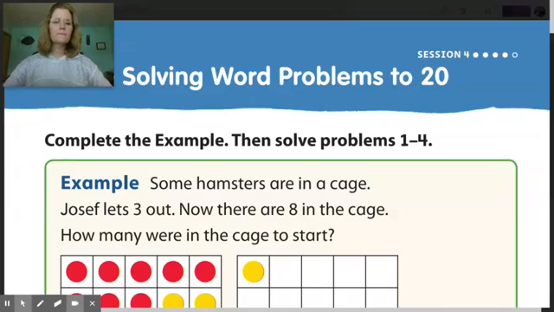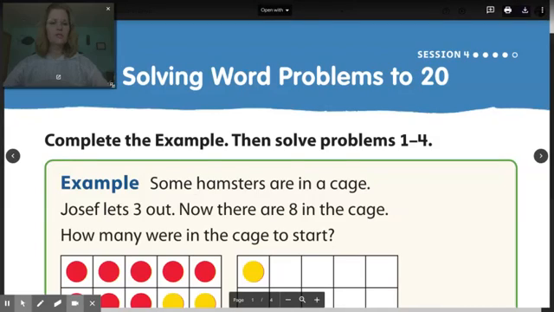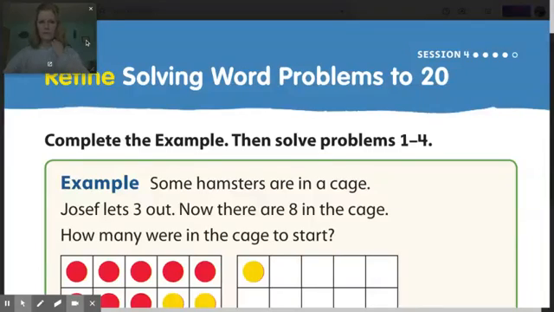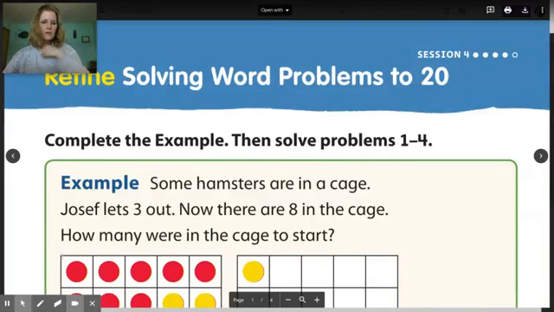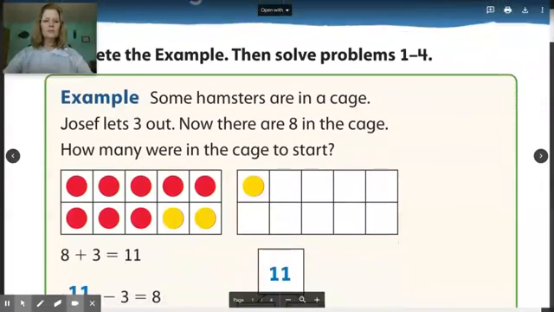Okay. Let me see if I can make my picture a little bit smaller. Okay, make it a little bit smaller. All right, so let's read this problem. Let me move it up. Let's read this problem a little bit.